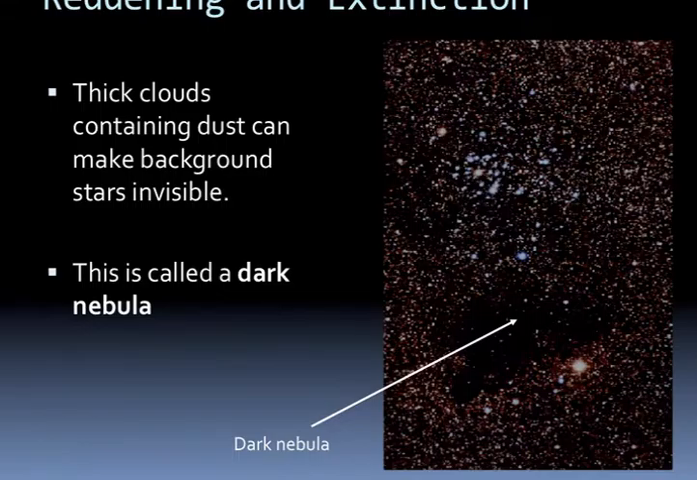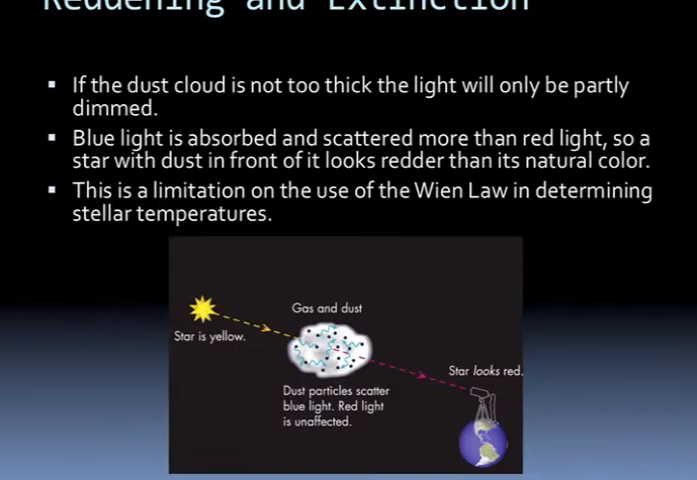Here we look at this field of stars and we see this area here where it looks like there's fewer stars. It's not that there's fewer stars there. It's there's a cloud of dust in between us and the background stars that hides the stars behind it.